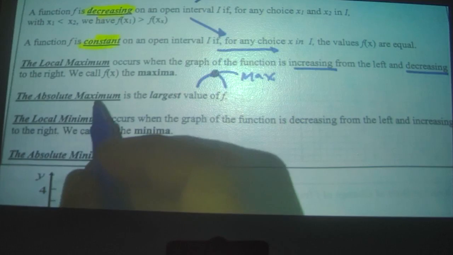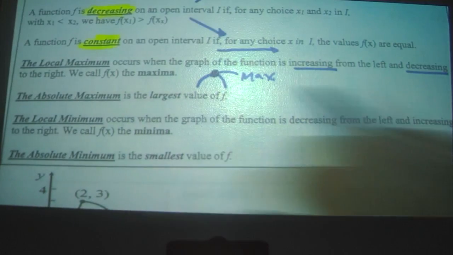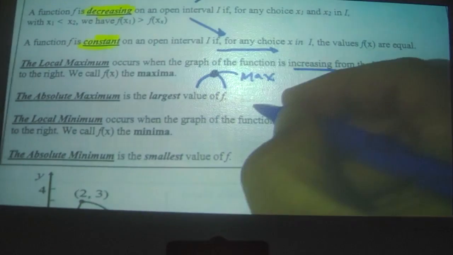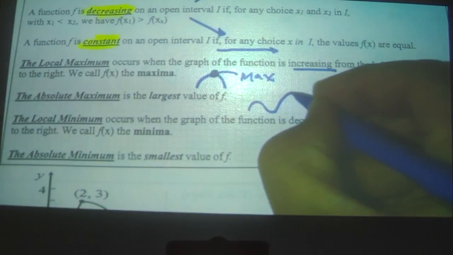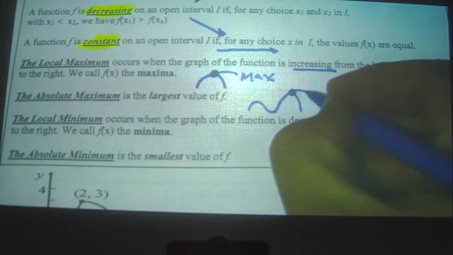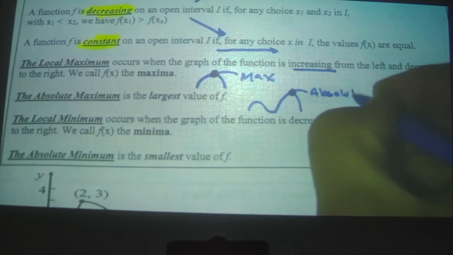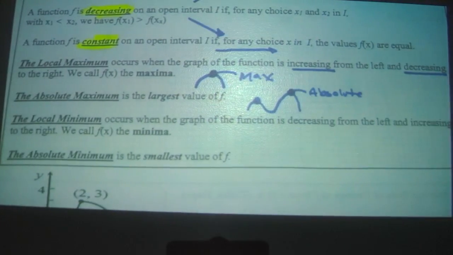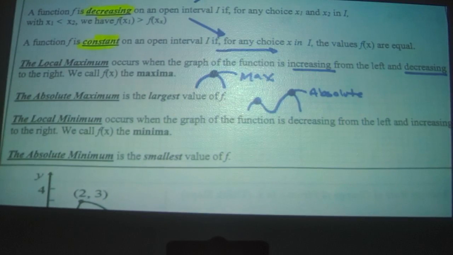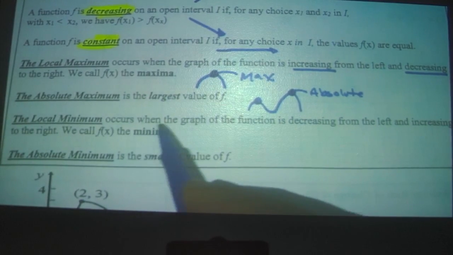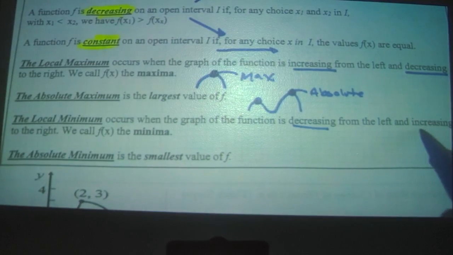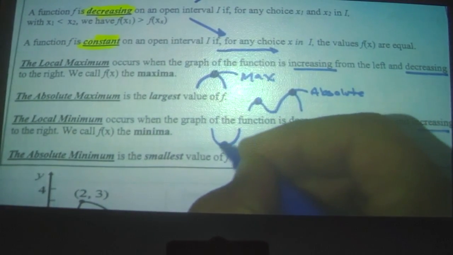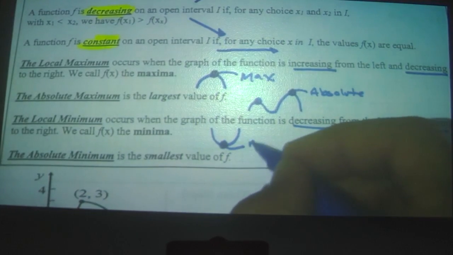Next, the absolute maximum is the largest value of f. So if they want the absolute max, it's the highest mountain. So if you have 2 mountains, this is the absolute max. These are both maxes. This guy and this guy is both a max, but this one is definitely the highest. Okay? Minimum occurs when the graph of the function is decreasing from the left and increasing from the right. So that's the bottom of the valley. Okay? So that would be a min.